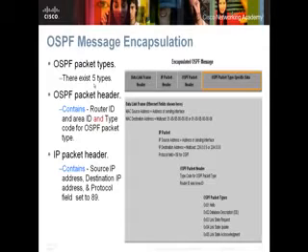EIGRP, the one that we covered last week, looks at all the routes and the bandwidth and delay and calculates the best path, and each individual router calculates his best path. And that's why it's very processor intensive.